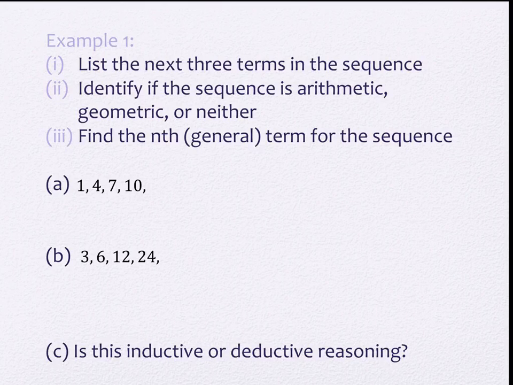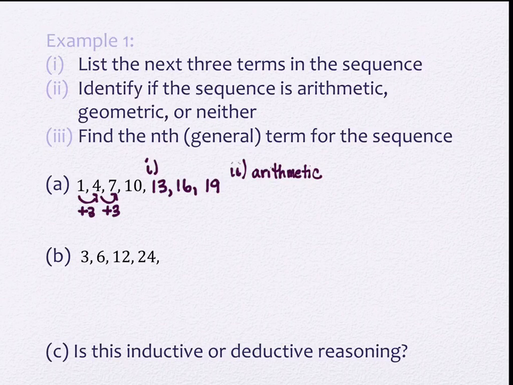The first one says, list the next 3 terms. So taking a look at 1, 4, 7, 10, what comes next? 13. And then 16. And then 19. So these are the next 3 terms. Fantastic, right? And how did you get those? You added 3. So the process here was an addition of 3 every time. And because the process was add 3, is this arithmetic or geometric? Arithmetic. It is arithmetic. Okay. So really, steps 1 and 2 are very straightforward.